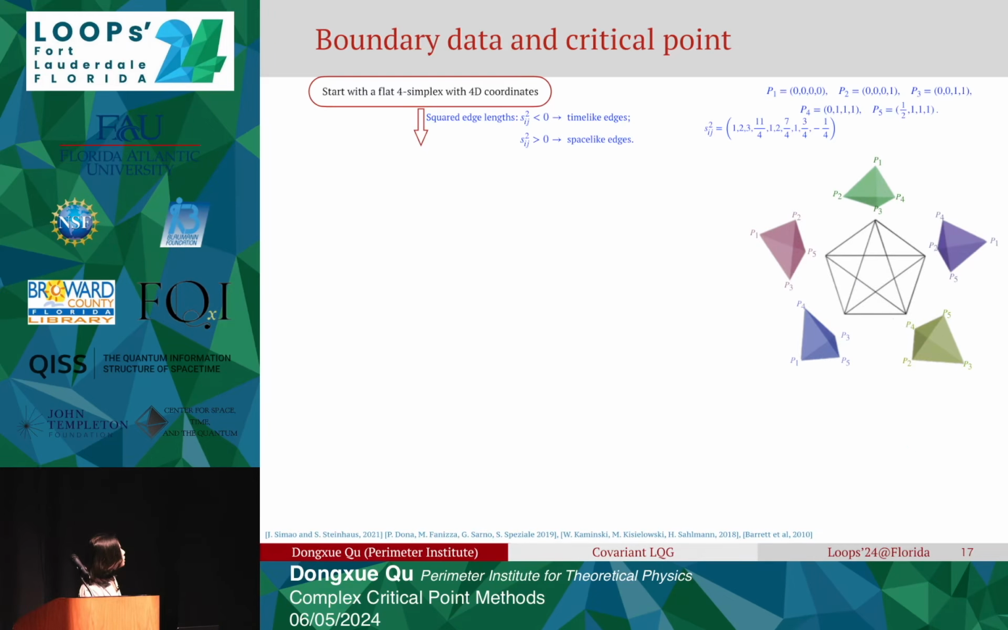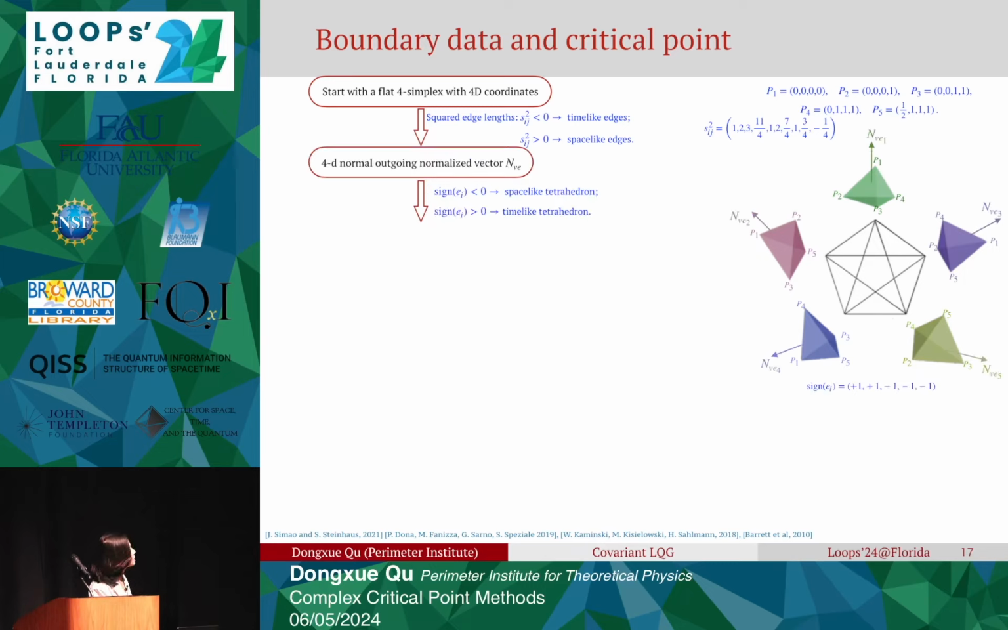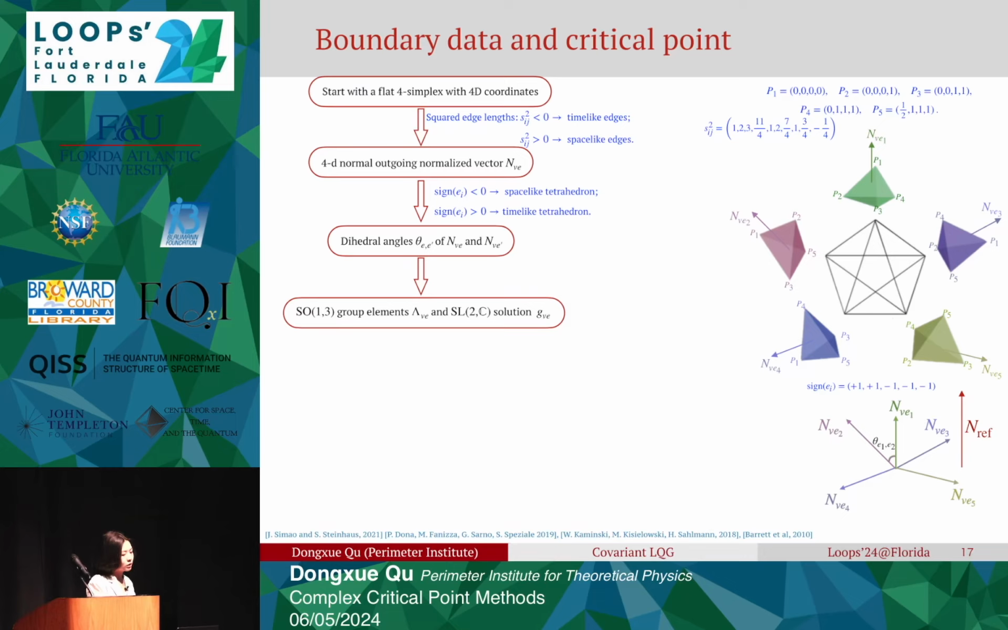So then I will introduce how to construct the boundary data and the critical point from the geometry. And the geometry is given here by the 4D coordinates in Minkowski space. And this is an example of the coordinates. So with these coordinates, we can decide the type of the edges. And with these edge vectors, we can compute the 4D normals. And then with the 4D normals, we can get the dihedral angles.